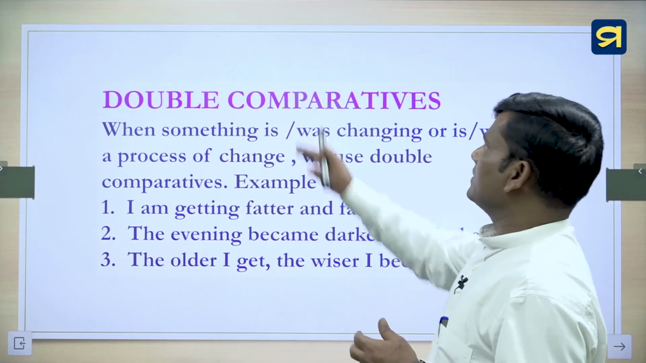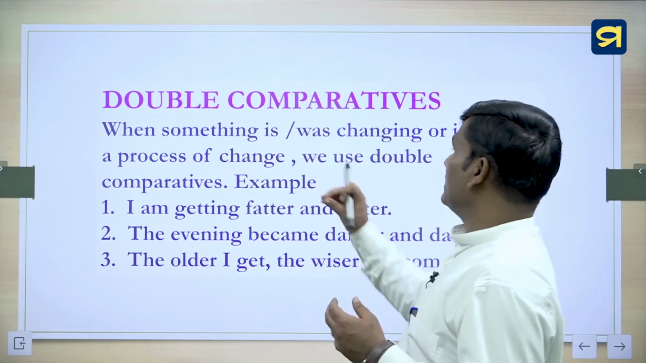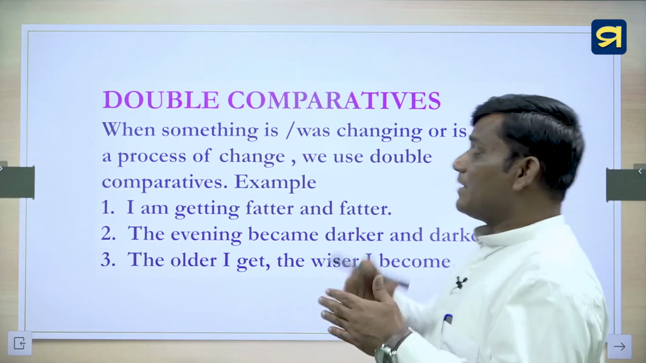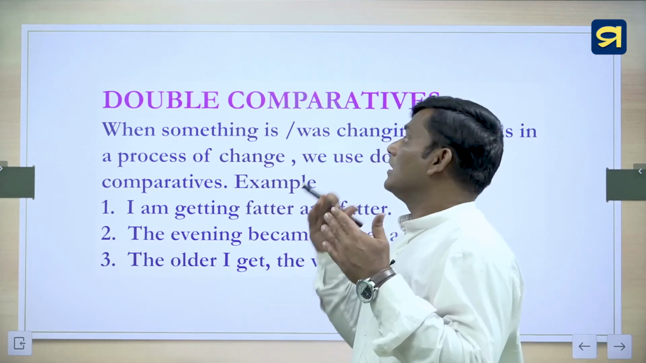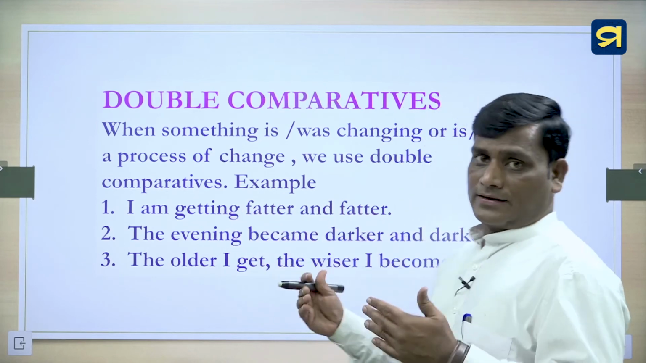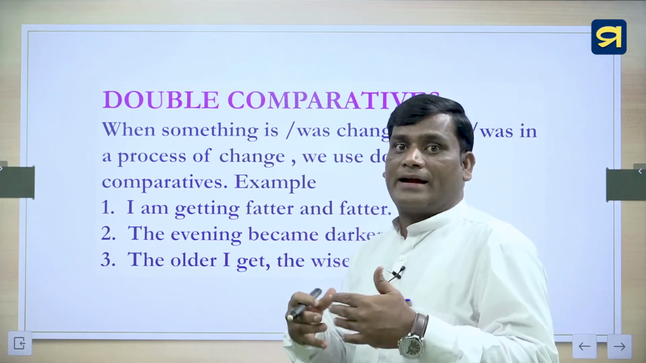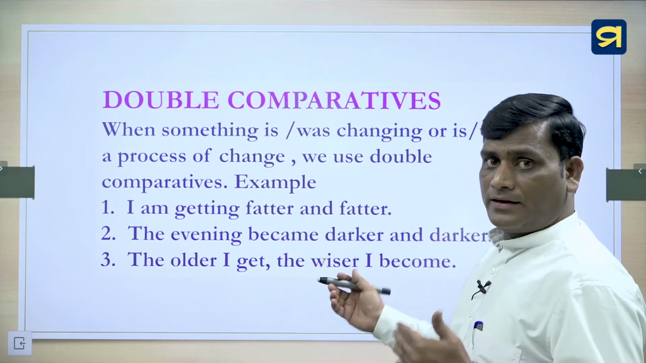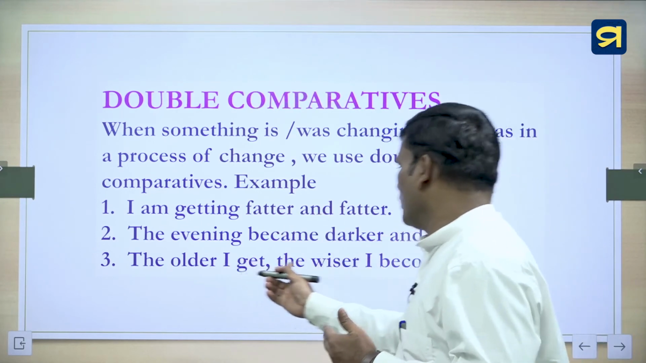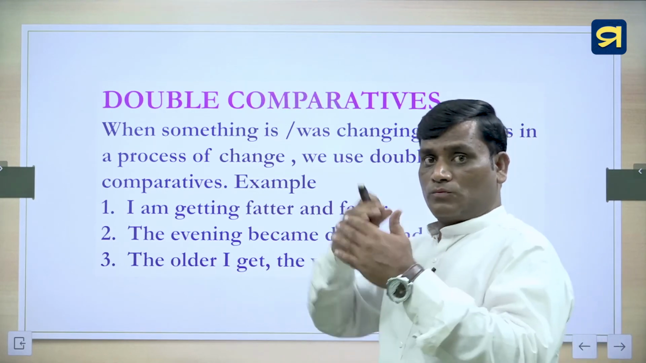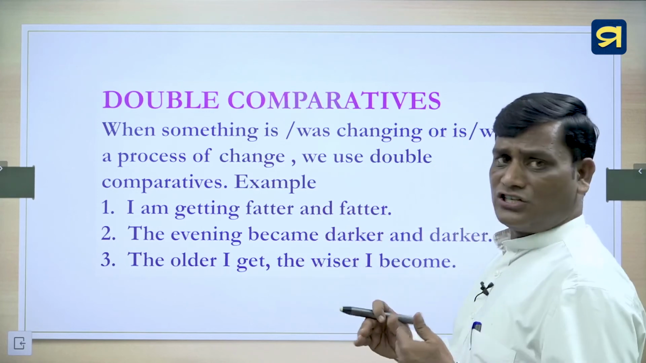Okay. Next, double comparatives. When something is or was changing, or is or was in the process of change, we use double comparatives. Look at the example: I am getting fatter and fatter. It is a growing process. The evening became darker and darker. It is also a changing process. The older I get, the wiser I became. We are also growing day by day. It is also a changing situation.